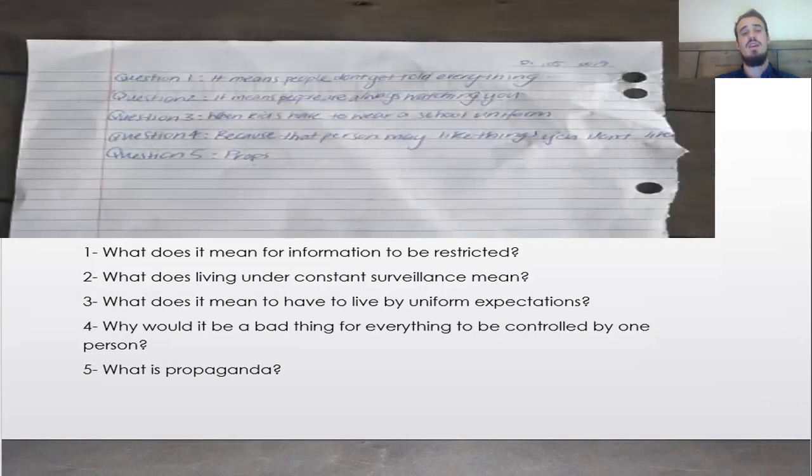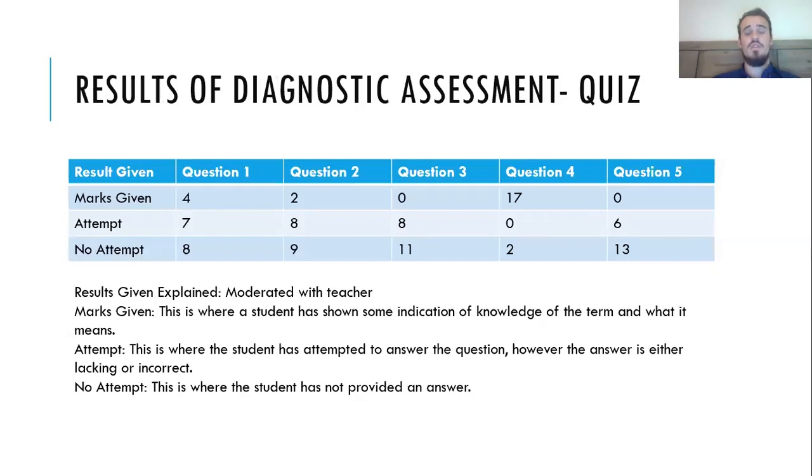So as you can see, here's an example of one student's work where I can see that not a lot of knowledge is there in regards to the 9 characteristics. As with question 5, what is propaganda, they have put props. So from these results, I made this graph and I split the students into 3 sections for each question. So section 1 was marks given. This is where a student has shown some indication of knowledge of the term and what it means.